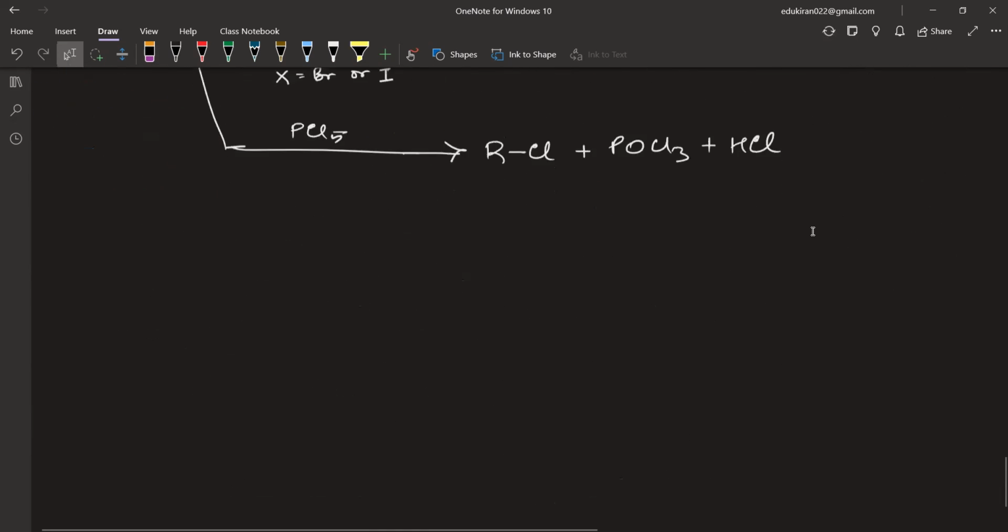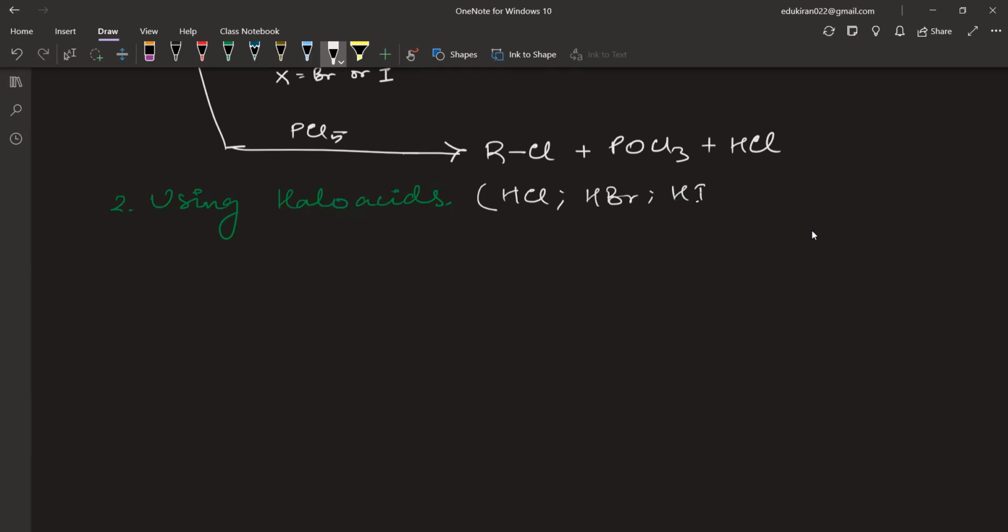Write the next one. Second: using halo acids. In halo acids, you will have three reactions. You will be using HCl, HBr, and HI. Okay, HCl, HBr, and HI. HCl is important, so for this we will write statements.